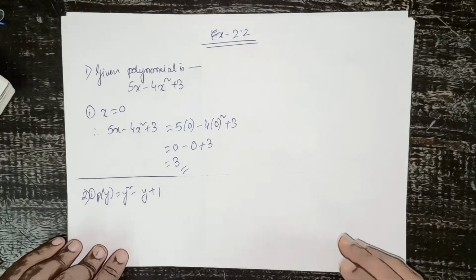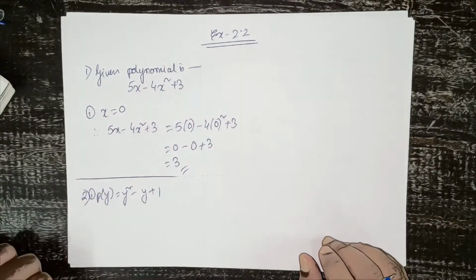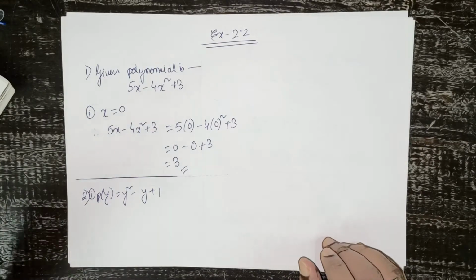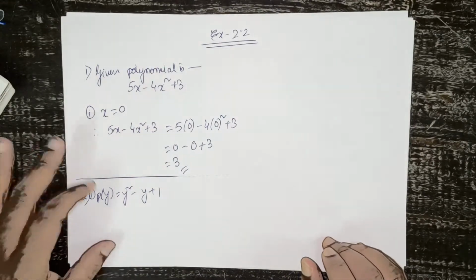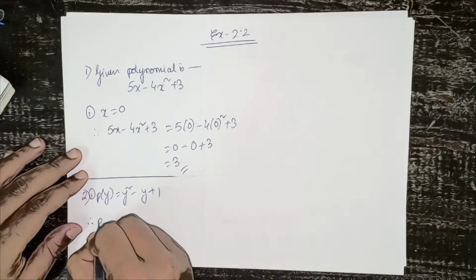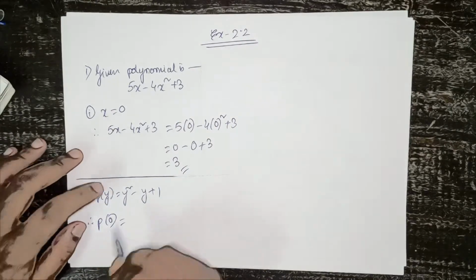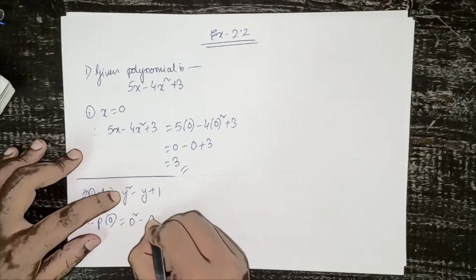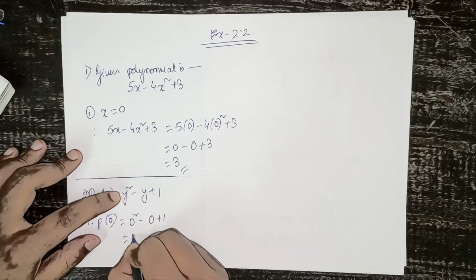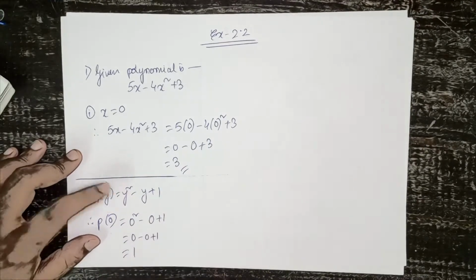So what we have to find, if you look into the question number 2, find p of 0, p of 1 and p of 2 in each of the following cases. So we have to find p of 0. P of 0 means in place of y, we will put 0. So here we will put 0 square minus 0 plus 1. So it is obviously 0 minus 0 plus 1, that is 1.